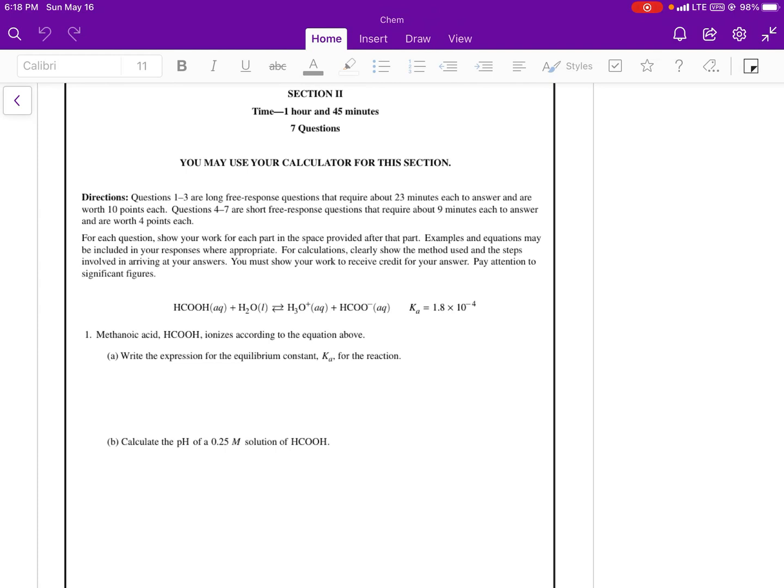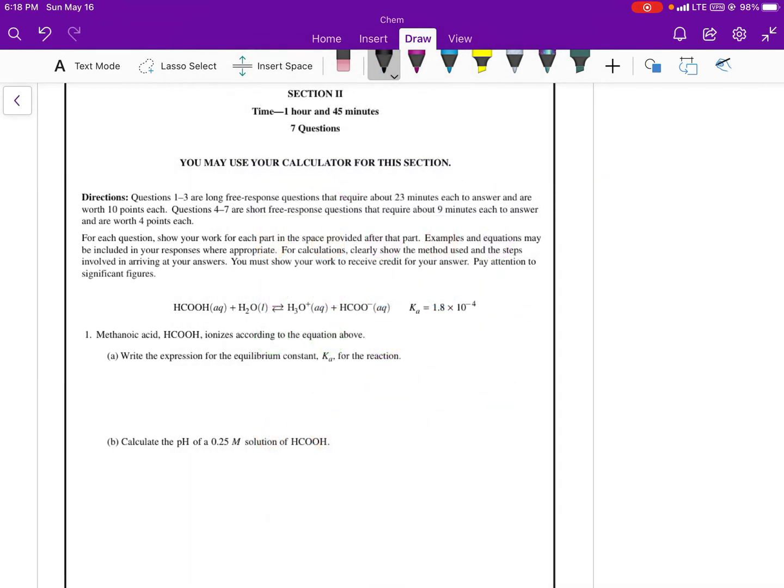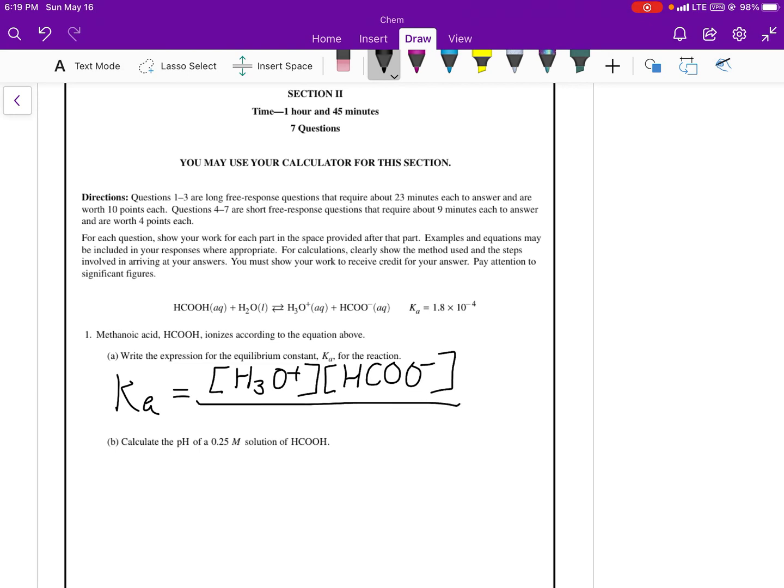So the first question, methanoic acid HCOOH ionizes according to the equation above, and we want to write the expression for the equilibrium constant Ka for this reaction. So what we want is Ka. And we know Ka is products over reactants, and we exclude pure solids and liquids. So the Ka expression is the concentration of hydronium plus, HCOO minus, all over methanoic acid, HCOOH. We exclude water because it's a pure liquid.